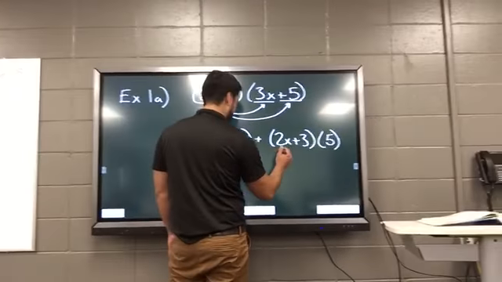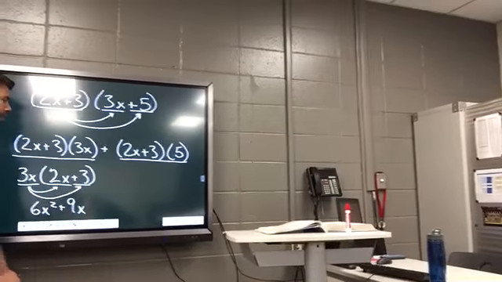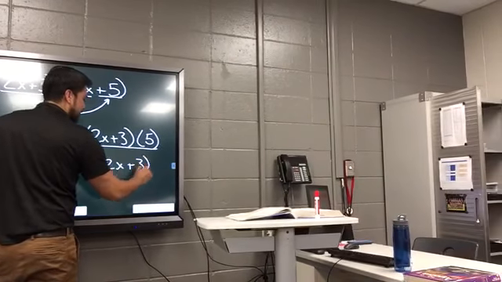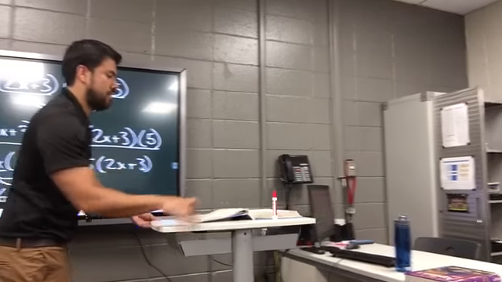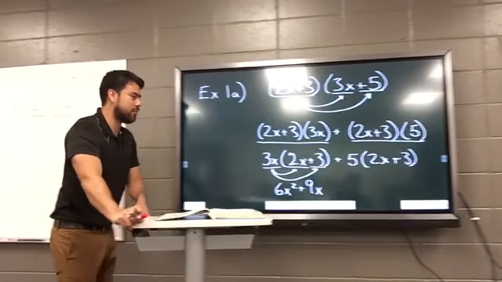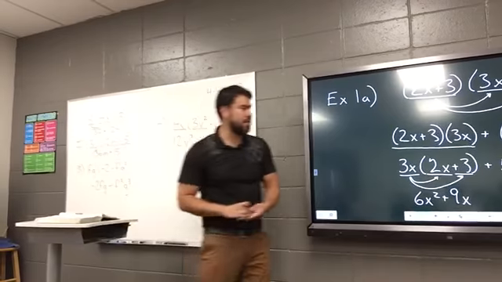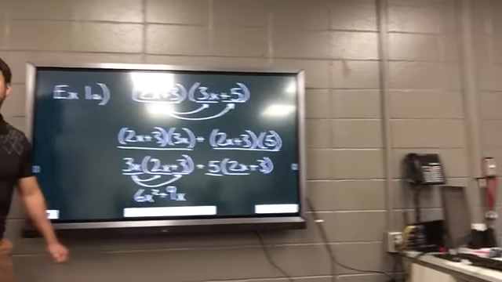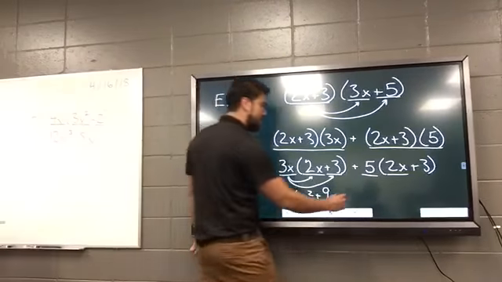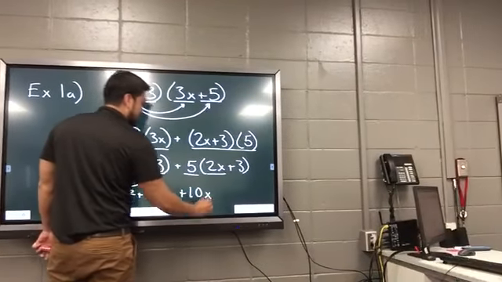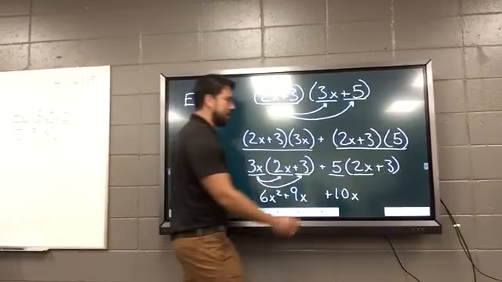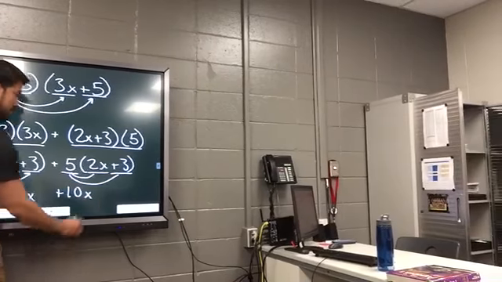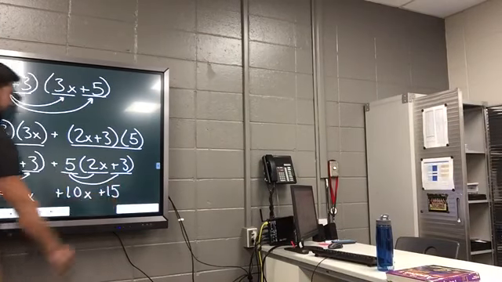The second distribution can be written like this. So positive 5 times 2x plus 3. Isn't that how it could have been written? 5 times 2x plus 3. And if so, I can use the distributive property there. 5 times 2x is 10x. Positive 10x. And 5 times positive 3 is? Yep. Positive 15.